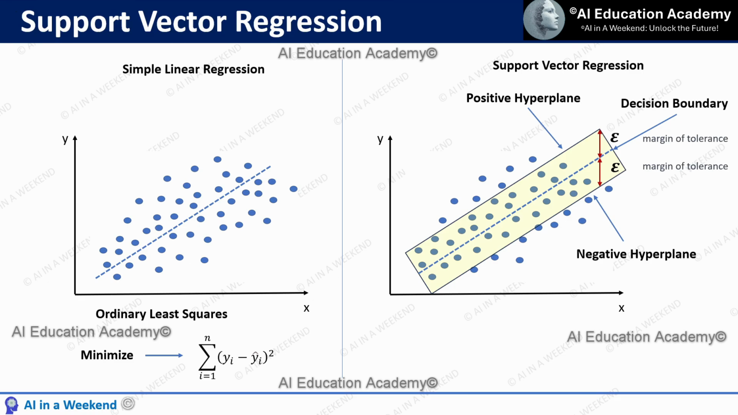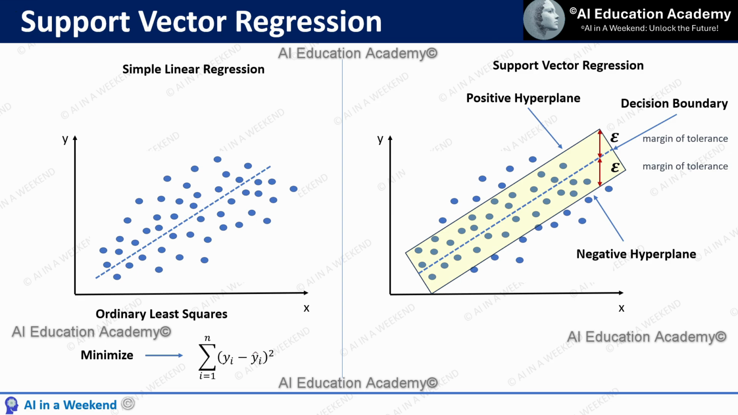Epsilon is a user-defined parameter in support vector regression that represents a margin of tolerance. It defines a region around the predicted values within which errors are ignored or considered acceptable. It is important to note that it is measured vertically and not perpendicular to the decision boundary.